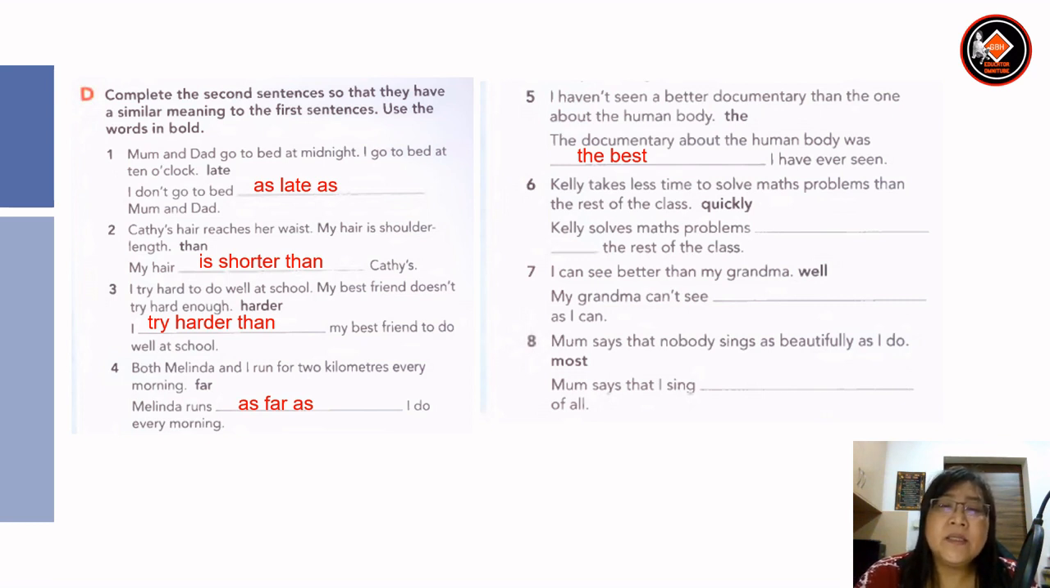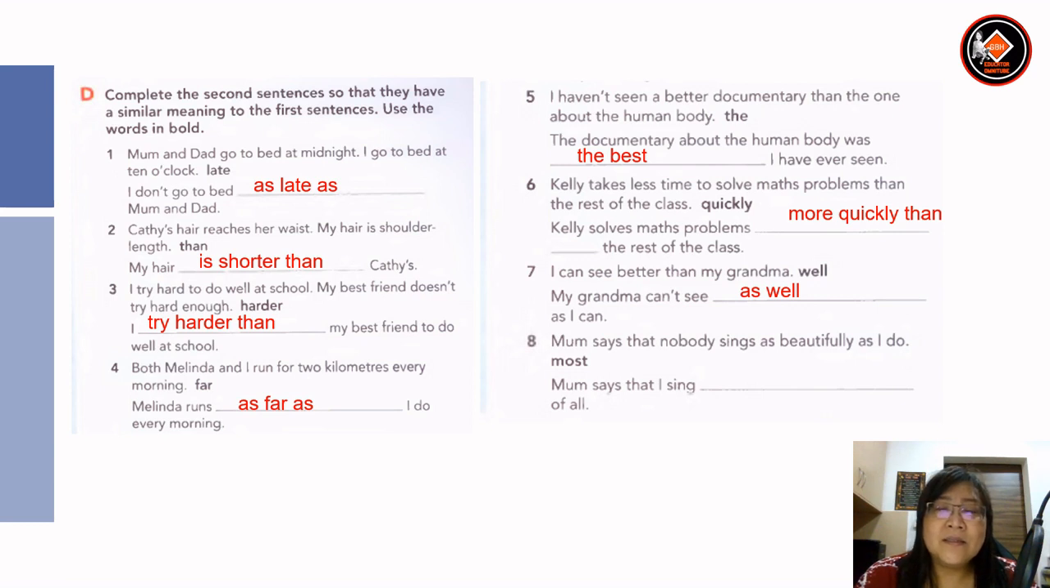Number 6, Kelly takes less time to solve maths problems than the rest of the class. The word given is quickly. Kelly solved maths problems more quickly than the rest of the class. Number 7, I can see better than my grandma. The word given is well. My grandma can't see as well as I can.